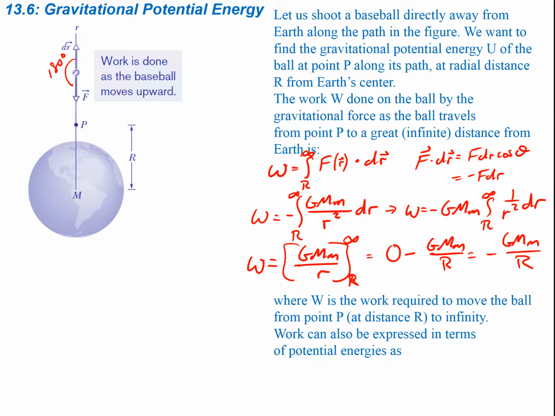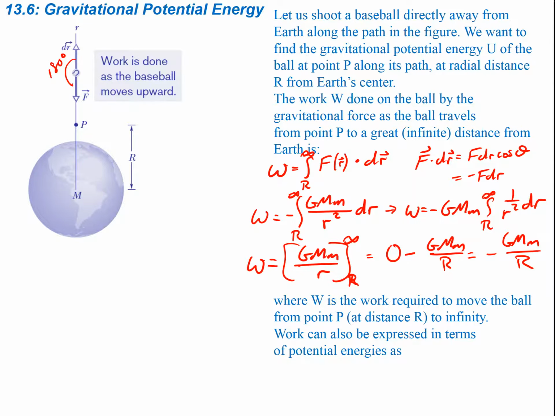Now, we also know that this is the amount of work required to move a ball from point r all the way to infinity. You could think of it in the opposite way: if I wanted to bring a ball from infinity to a point P, I would have to do positive work with the same magnitude.